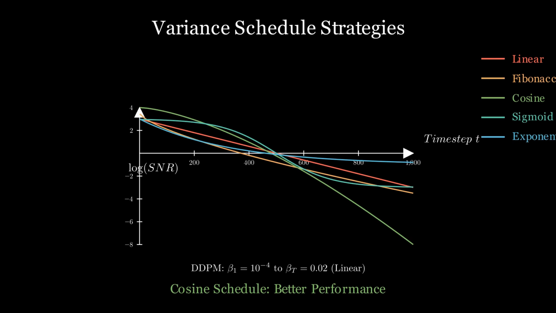The cosine schedule maintains signal information longer and has a smoother transition to pure noise, which helps the model learn better. Notice how the cosine curve stays higher for longer, then drops off more sharply near the end. This characteristic makes it the preferred choice in modern diffusion models.